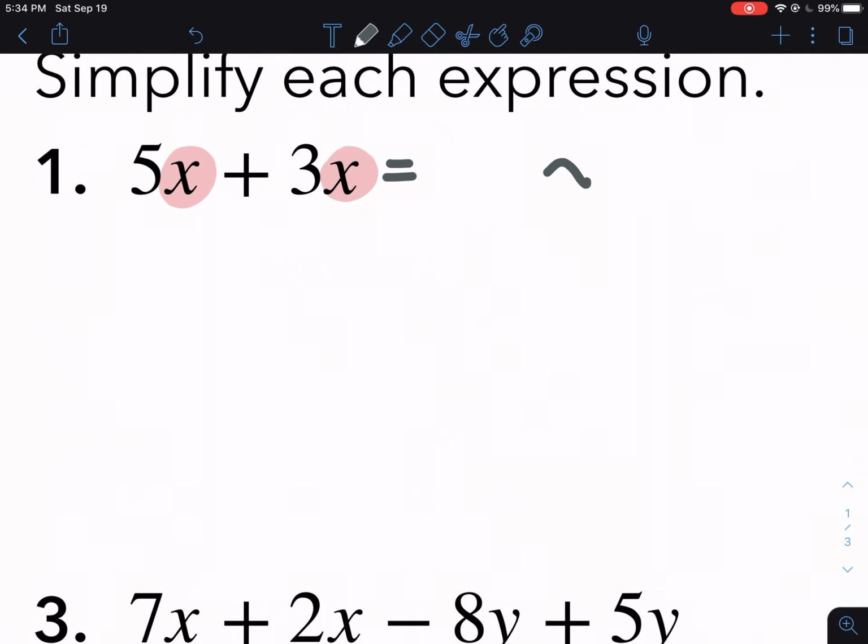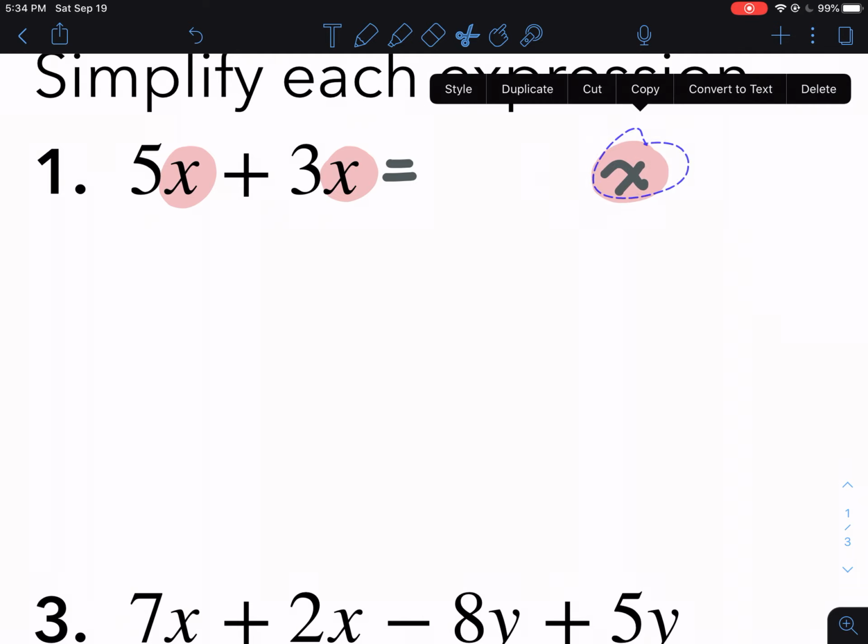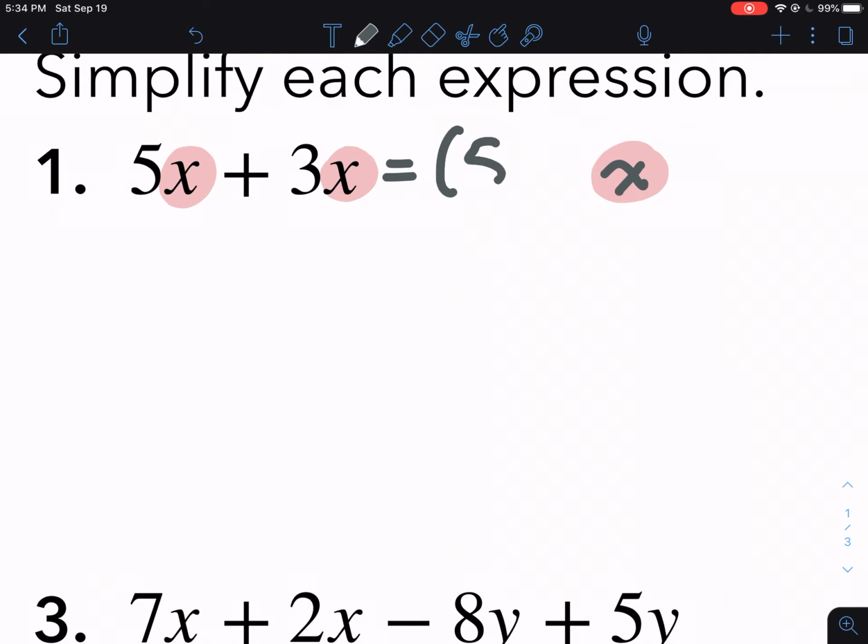So because they both have an x, we can pull that x out and see what's left. So we have 5 plus 3, times x. We're undoing the distributive property here. 5 plus 3 is 8. So you have 8x as your final answer.